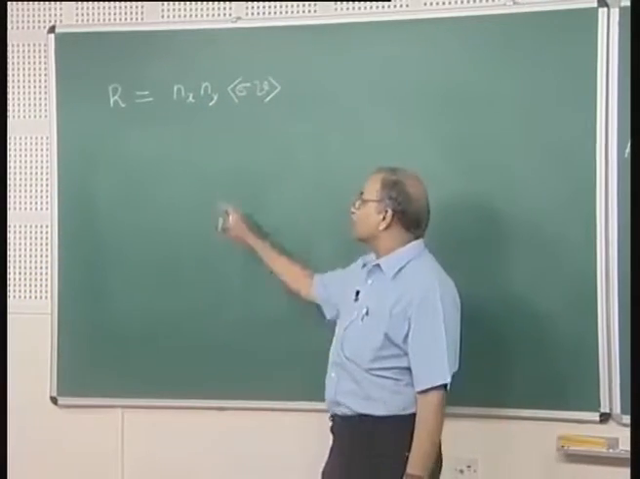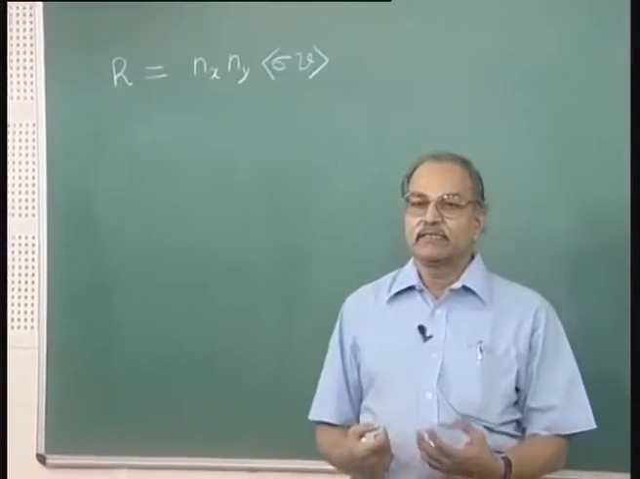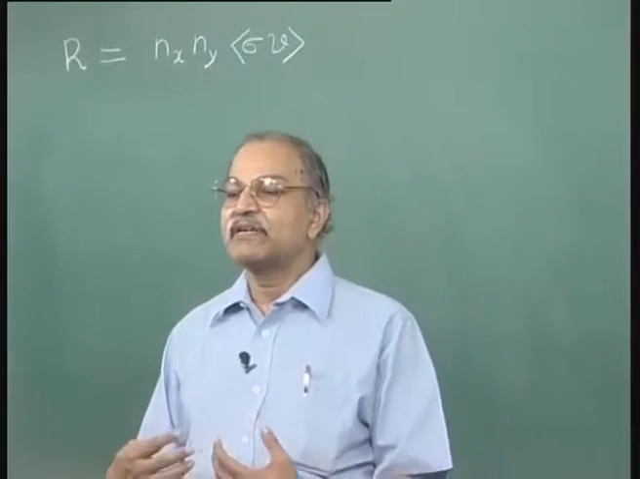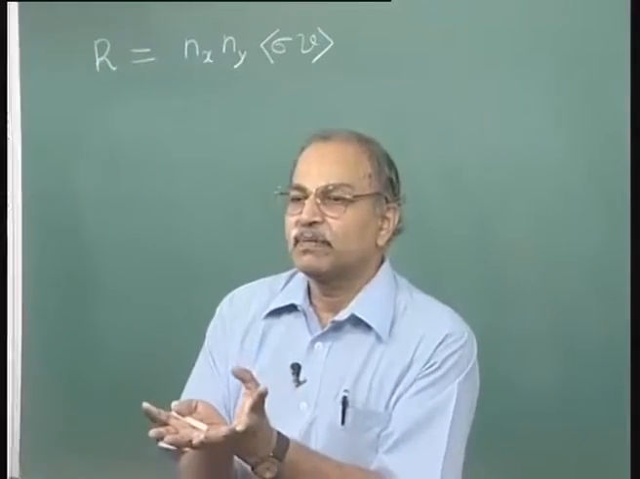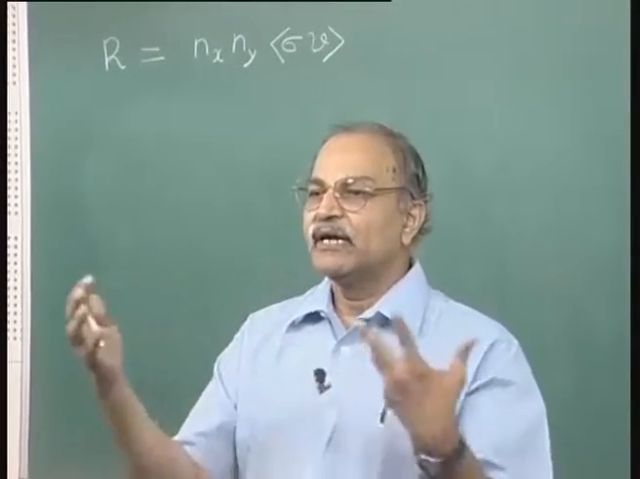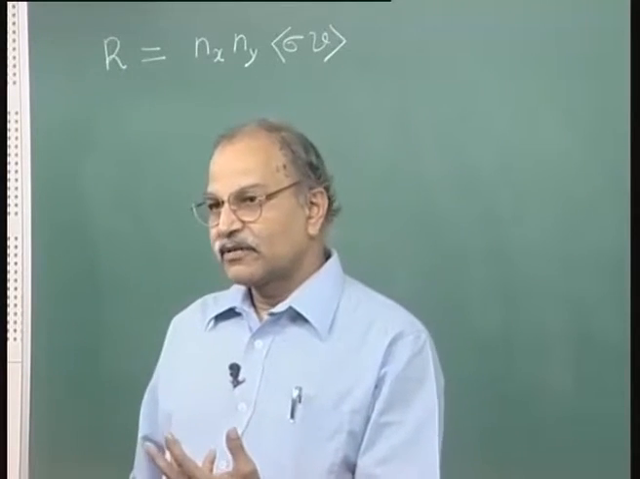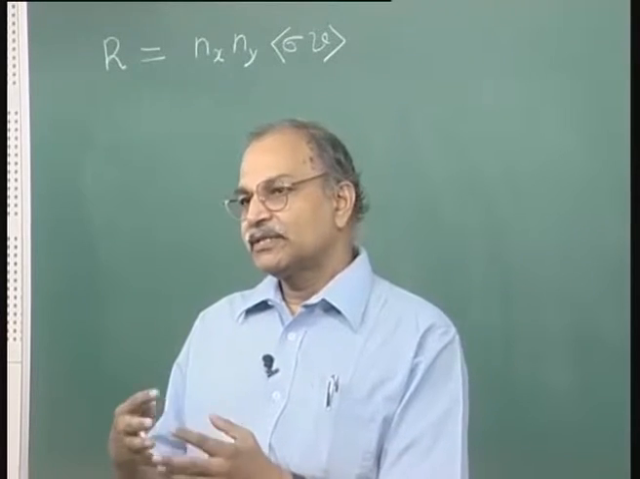Why am I putting these angular brackets here? These angular brackets denote that we have to average over different velocities, because in this gaseous plasma the nuclei are moving with random speeds, as we discussed earlier also. You can assume a Maxwell-Boltzmann distribution.